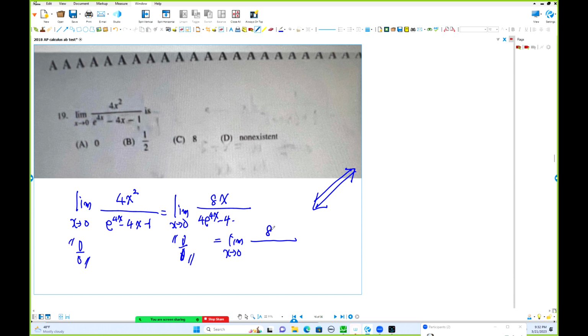The derivative of 8x is 8. The derivative of e to the 4x gives another 4, so 16 e to the 4x. Now put in 0 again, and the numerator is no longer 0. It is 8. The denominator is 16 times e to the 0, which is 1, so 16. 1/2 is the limit value.